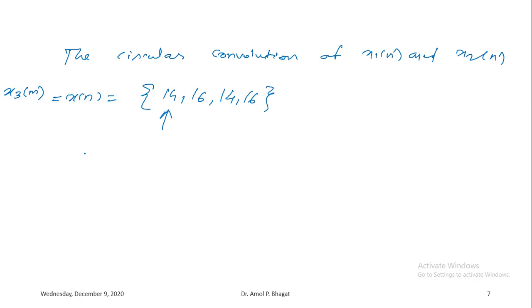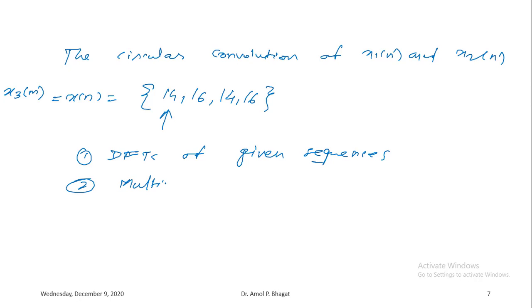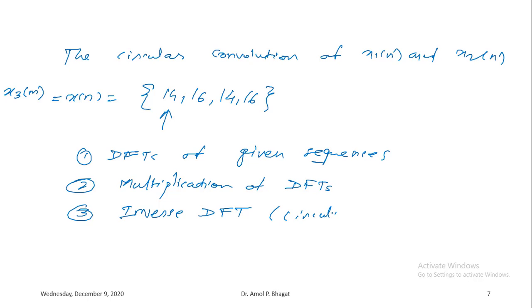So what we have done: initially we identified the DFTs of the given sequences, right? Second, we identified the multiplication of the obtained DFTs, and in the third step we take the inverse DFT. So this inverse DFT is nothing but the circular convolution result, right?